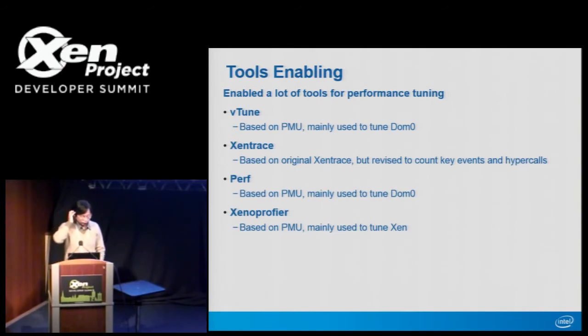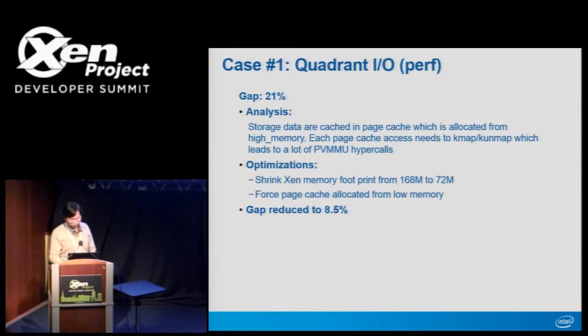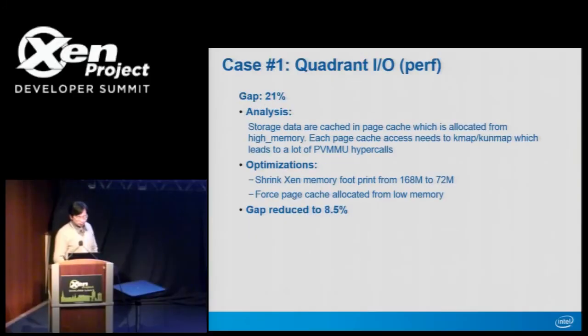Other tools are Perf and Xen Profiler. Perf is based on the PMU. It can be used to profile or tune domain zero. Xen Profiler can be used to tune Xen. But in our case, we mainly use the first two tools, that is VTune and Xen trace. Okay, in the next several pages, I will talk about the case study.